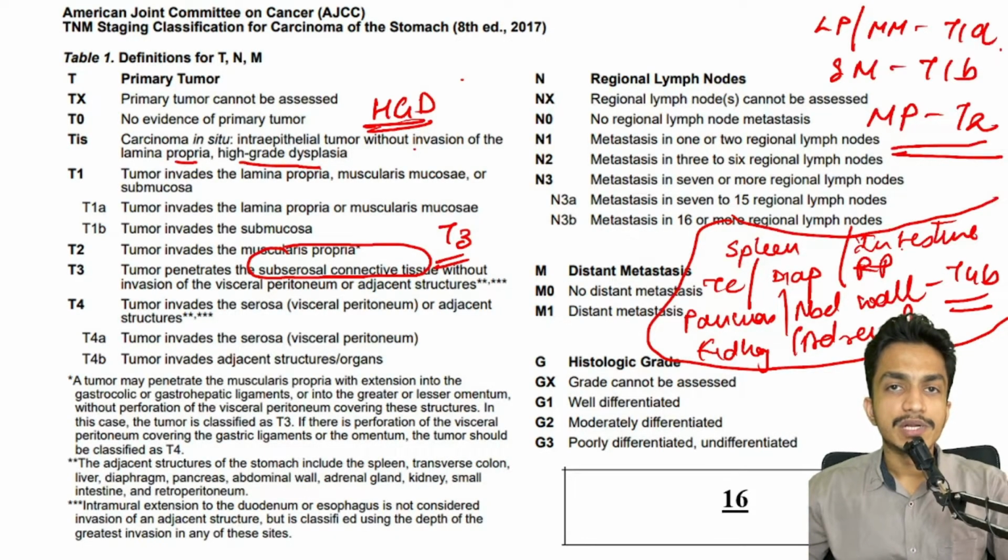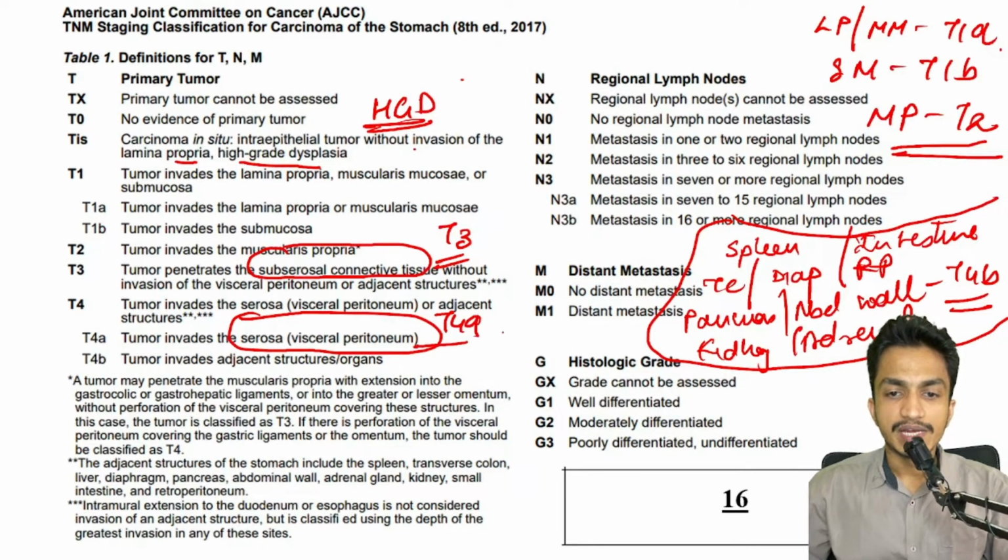If it invades only the serosa, that is the visceral peritoneum over the stomach, then it is T4A. And if it invades into adjacent organs, then it becomes T4B. Now coming to lymph nodes, N1 is 1 to 2, that is similar to esophagus. N2 is 3 to 6, that is similar to esophagus.